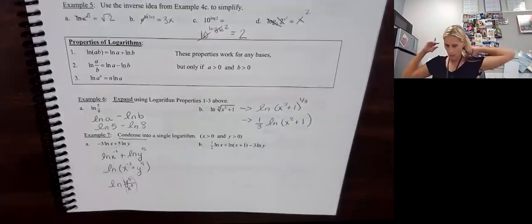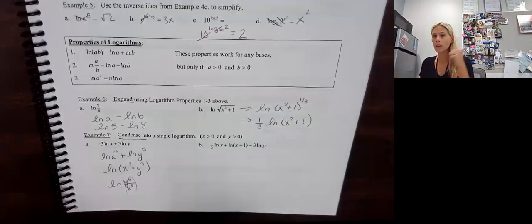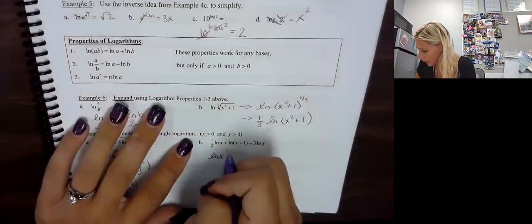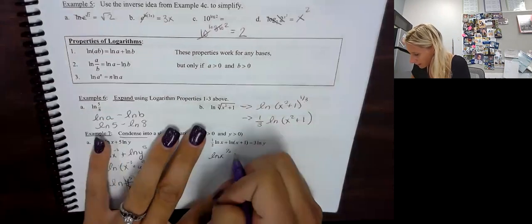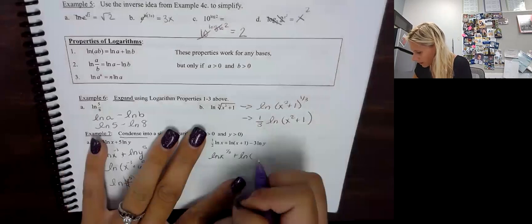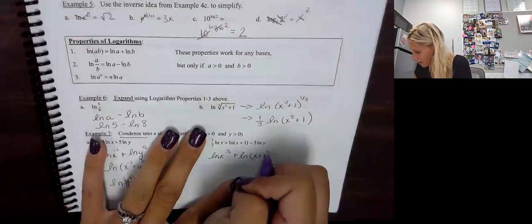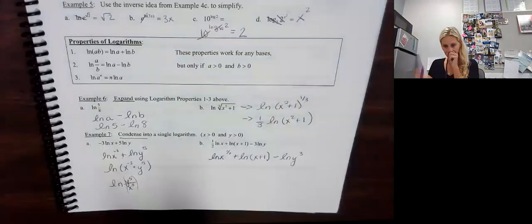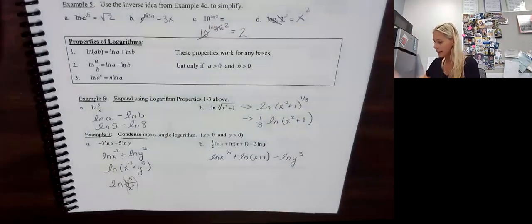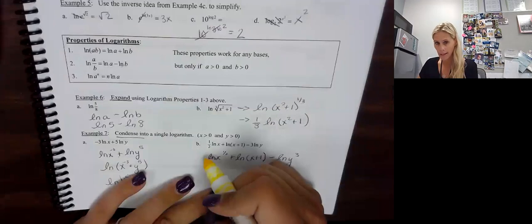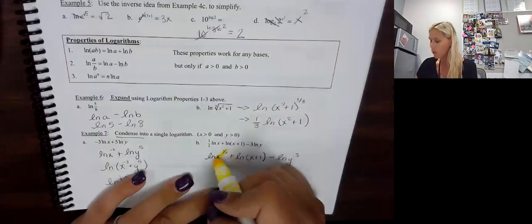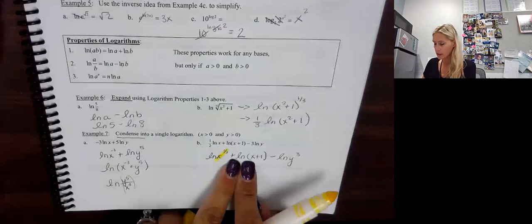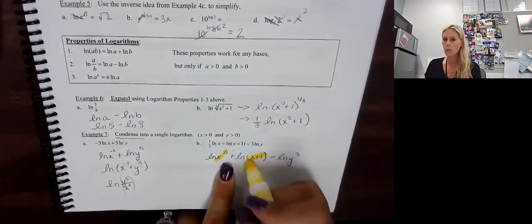All right, how can we make this a little bit faster? Well, first of all, always do those exponents first. So we have ln x to the 1/2 plus ln x plus 1 minus ln y to the third. Now, what I want to show you here is this is a positive ln right here. So that means that this is going to be in the numerator. As in, this is a positive ln. So anything in there is going to be in the numerator.